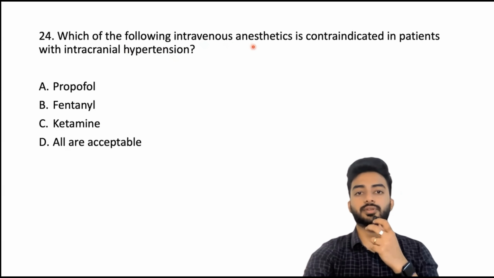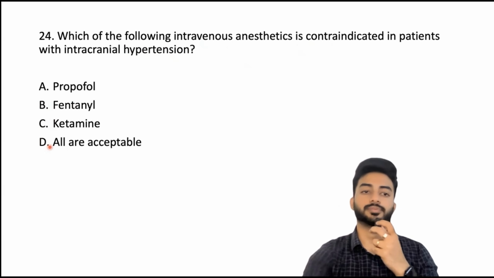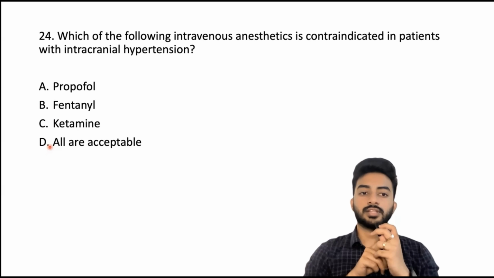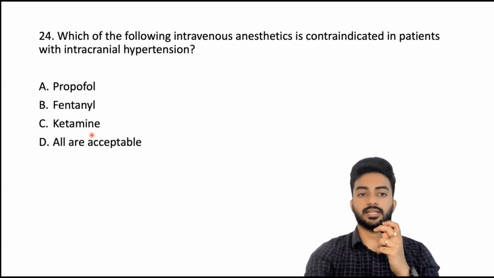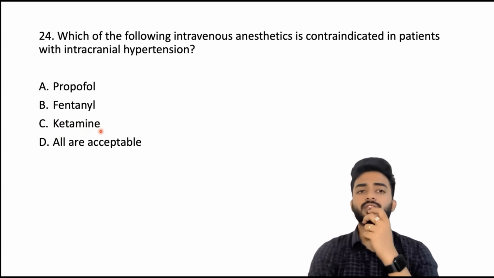So here, which of the following intravenous anesthetic agents is contraindicated in patients with ICH? Option A, propofol. Option B, fentanyl. Option C, ketamine. Option D, all are acceptable. So the answer is direct, a first-sum question: ketamine, because it increases the ICP.